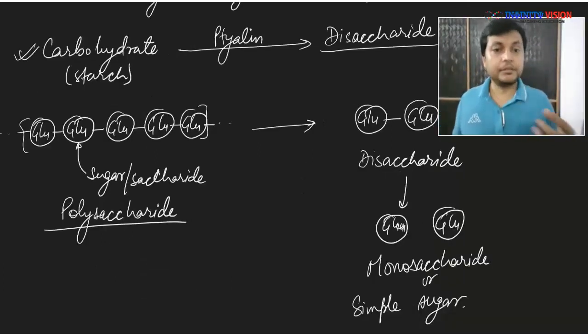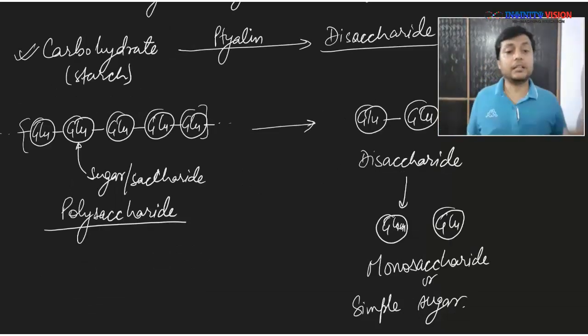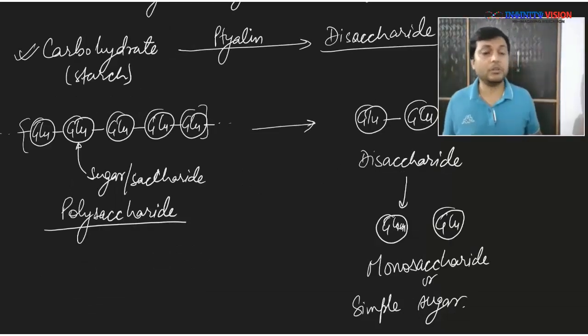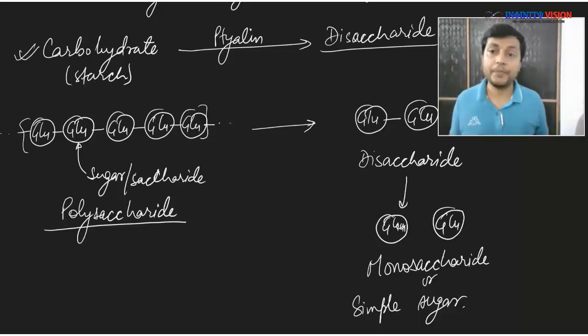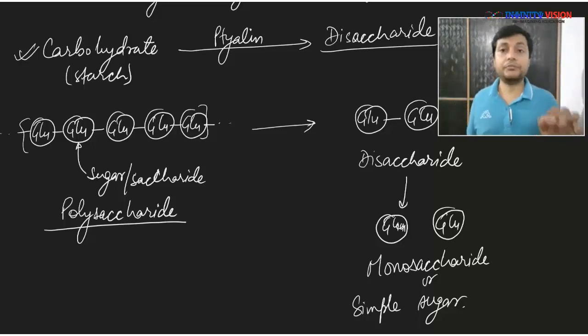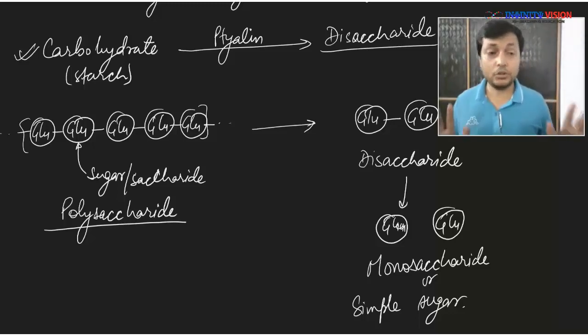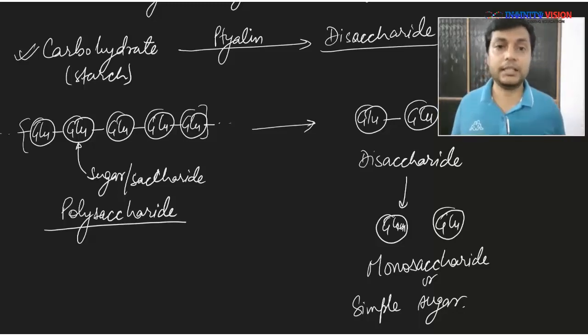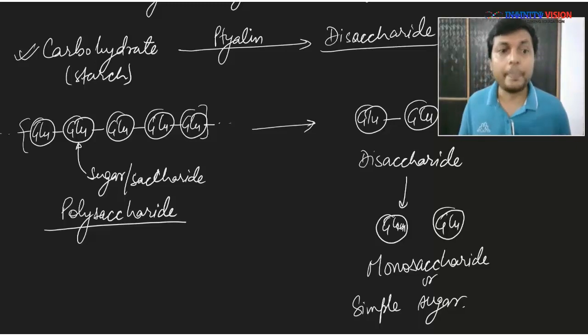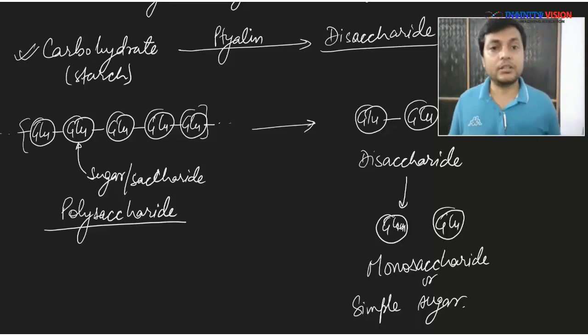If you further break down the disaccharide, you will get the individual glucose molecules, and those are called monosaccharides or simple sugars. Getting it? Correct. So what is happening in the buccal cavity? With the help of ptyalin or salivary amylase, the polysaccharide is being converted into disaccharides. But not all carbohydrate is converted into disaccharides. About only 30% or even less than 30% of carbohydrate is converted into disaccharides in your buccal cavity. The rest remains as it is.